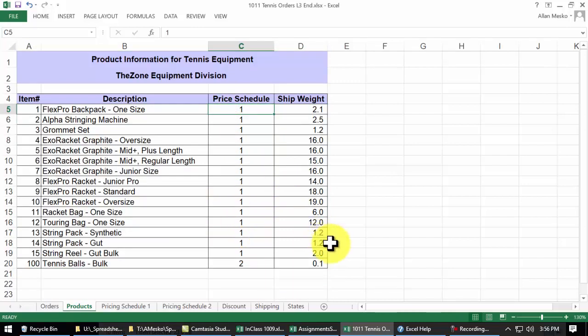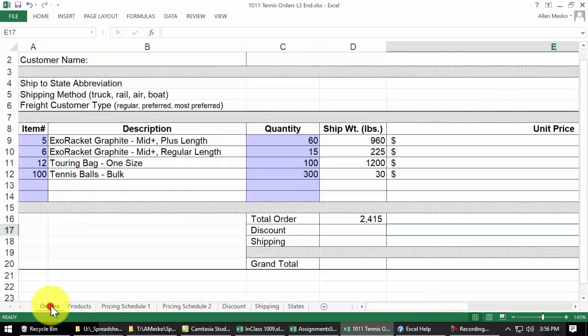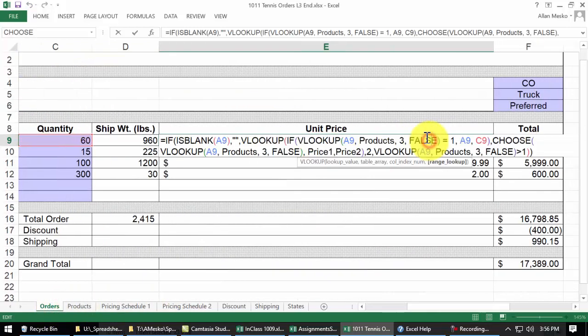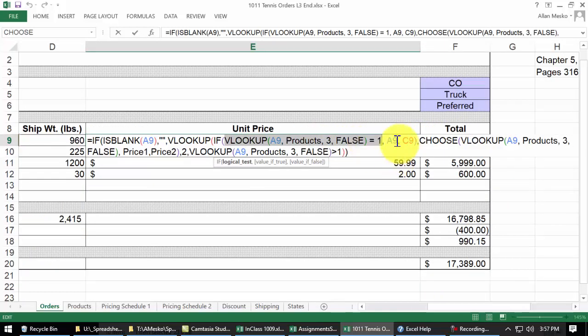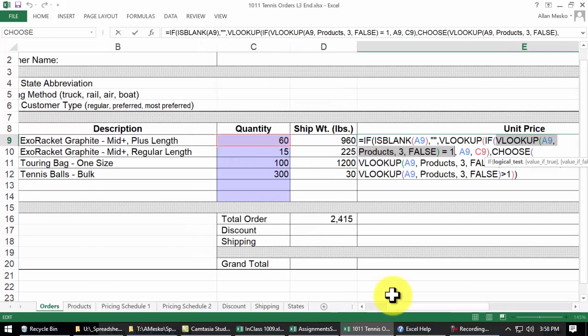This is going to look very complicated, but let's break it down. Under the orders table, under unit price, here's what they're doing. They're saying, first of all, look up in the products table, column 3, and tell me what you find. If it's number 1, just give me the item number. If it's not number 1, then give me the quantity to go look up somewhere else.